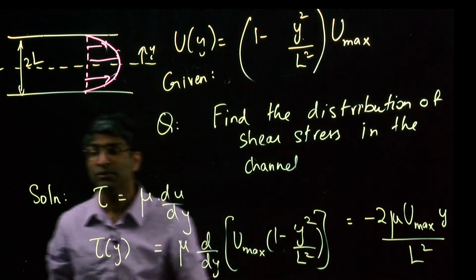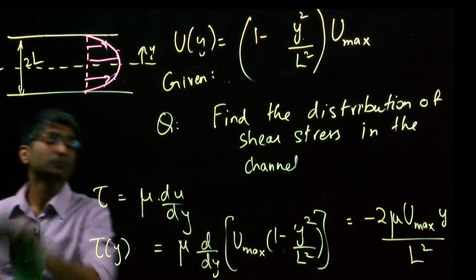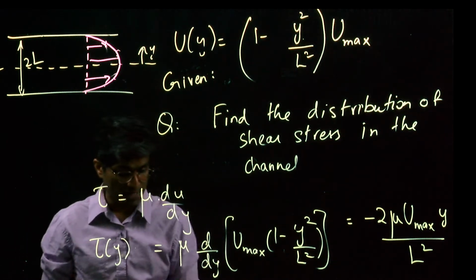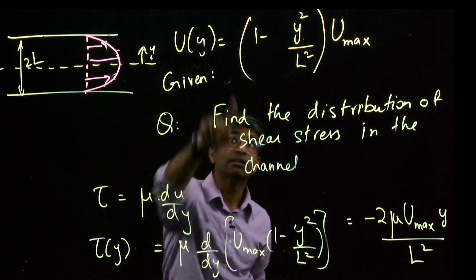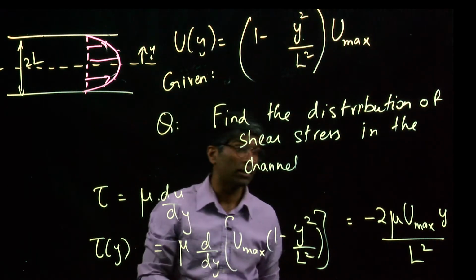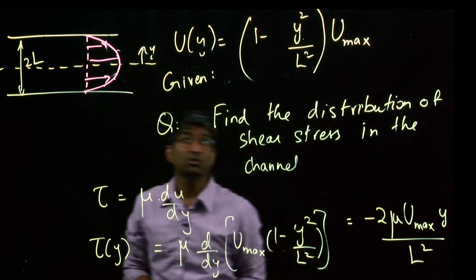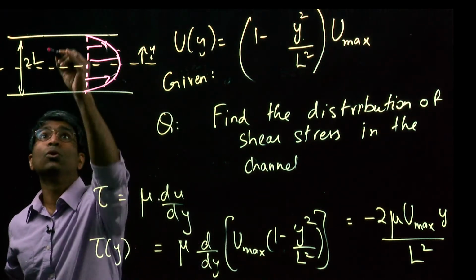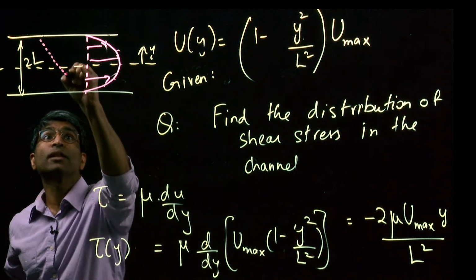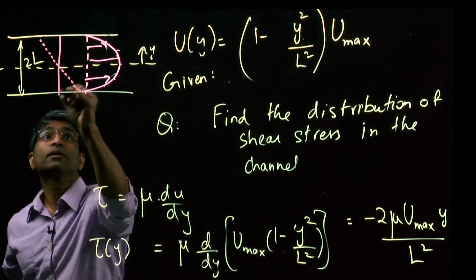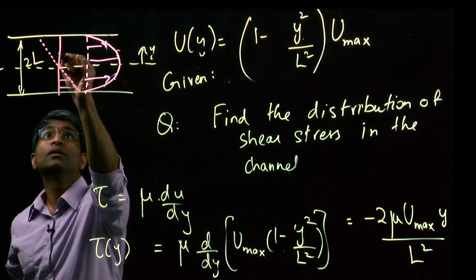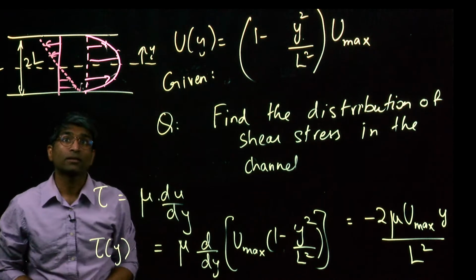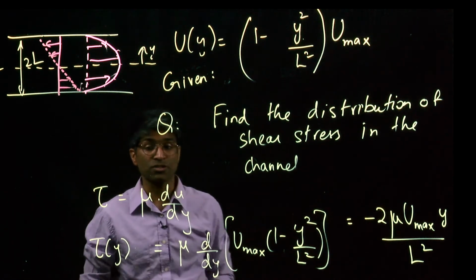So if I were to plot that, what it tells me is that the shear stress is linear when my velocity profile is quadratic. It's 1 order of magnitude less. So my shear stress, according to this, would go as that. So that is my distribution of shear stress.